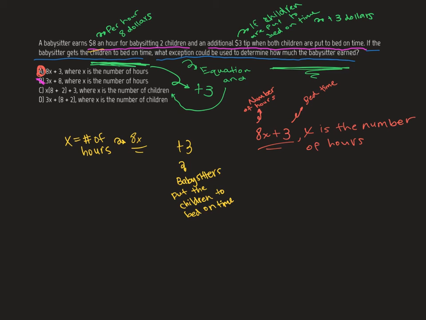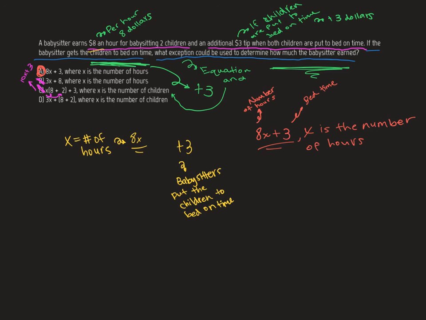Now, when there's an x, you have to distribute it through the parentheses. So now I've got 8x plus 2x. That would mean $10 an hour plus 3. This would be 10x plus 3. Is she earning $10 an hour? No, she's not, so that's wrong.